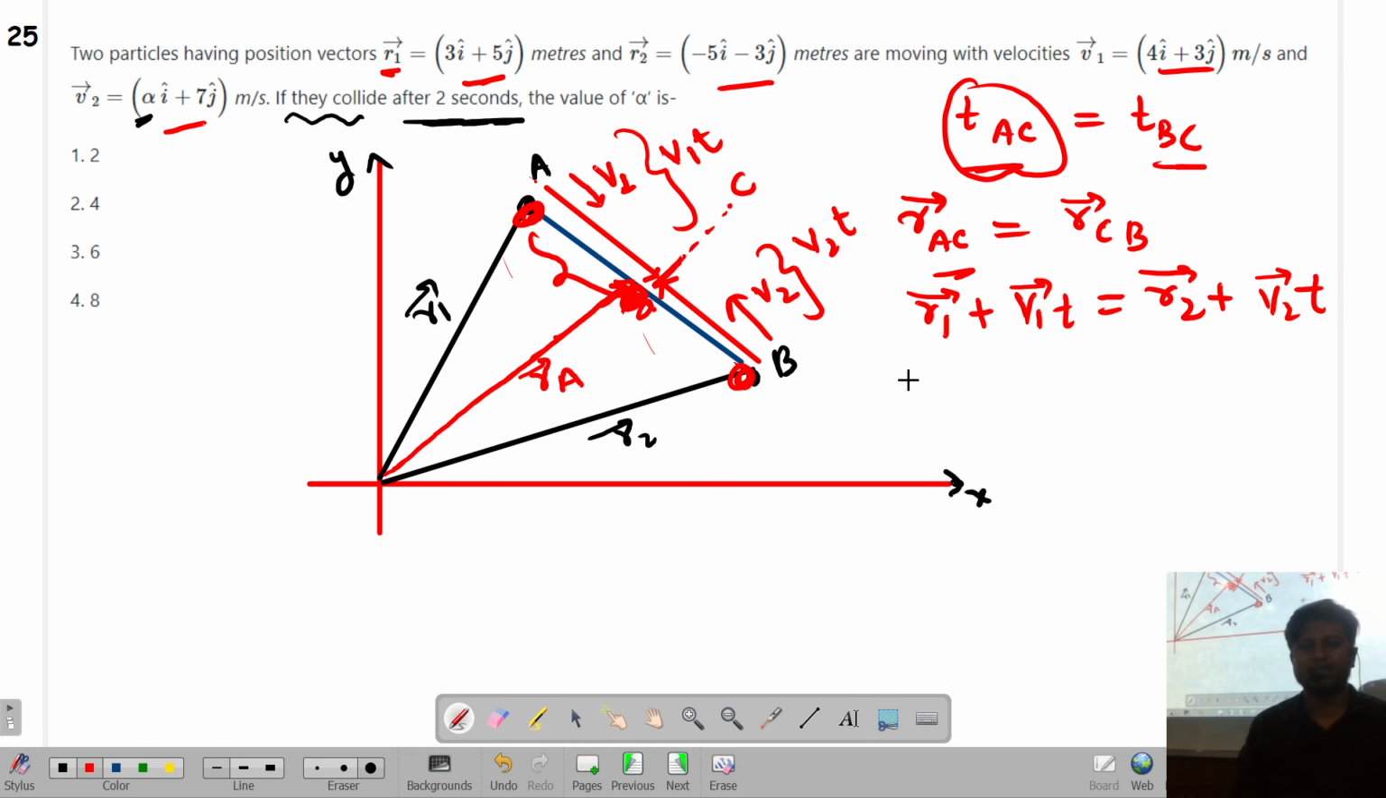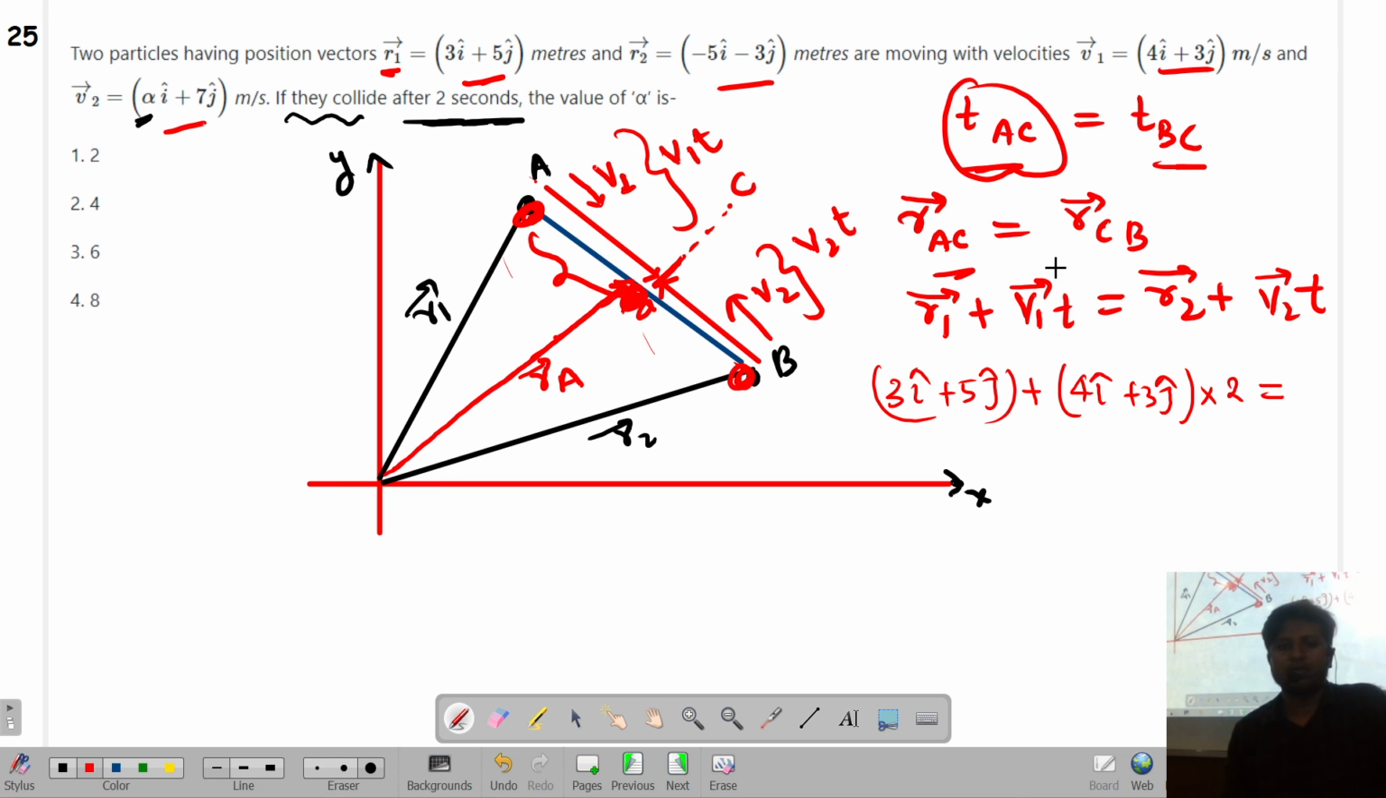So now look over here. What is R1 vector? 3i cap plus 5j cap. What is velocity vector V1? 4i cap plus 3j cap. In how much time are they colliding? 2 seconds, and that is equal to what? R2 vector, what is that?